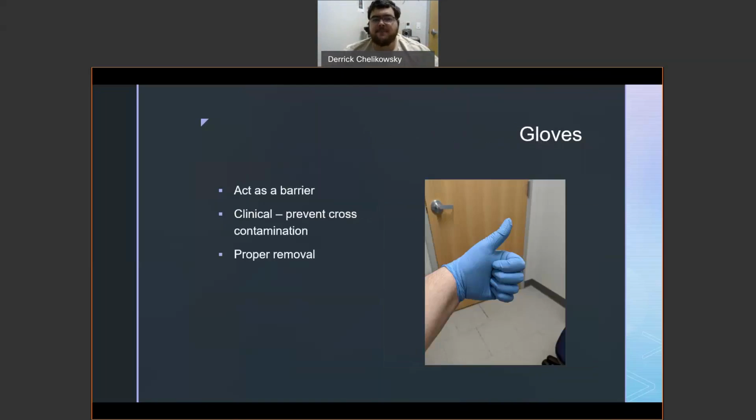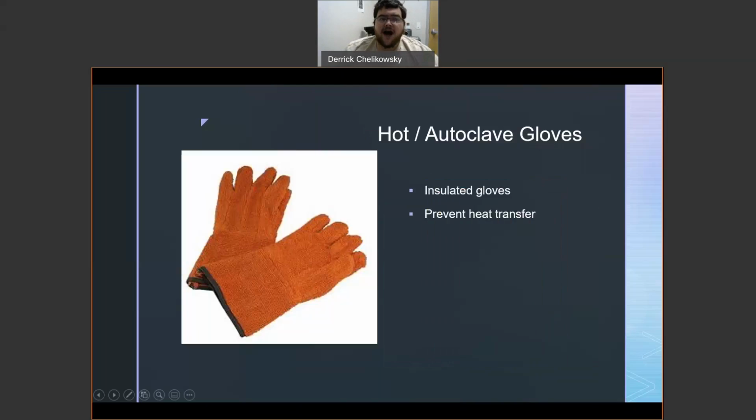Gloves act as a barrier. In a clinical setting, they prevent cross-contamination. There is a video, which I will have linked here, as well as on Blackboard, of how to properly put on or don and take off or doff your gloves. Hot or autoclave gloves are insulated gloves that prevent heat transfer, and they're mostly so you don't get burned.